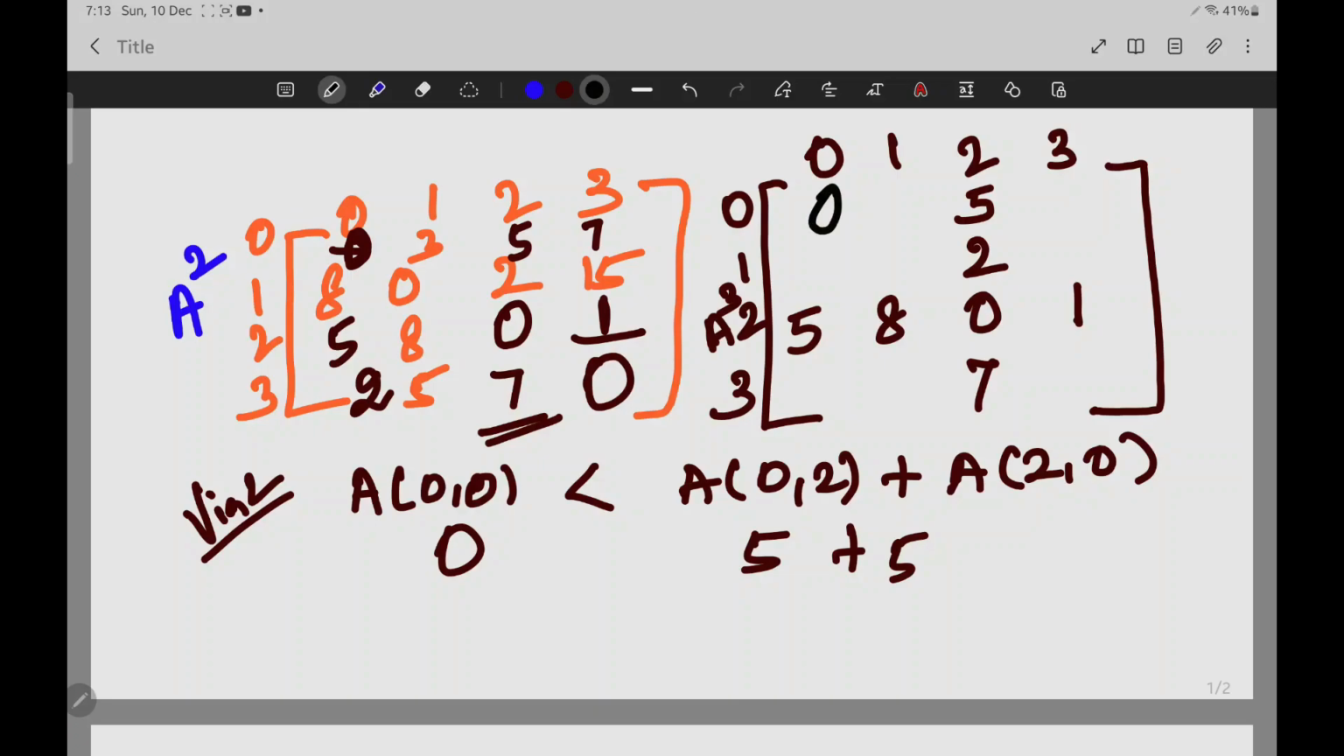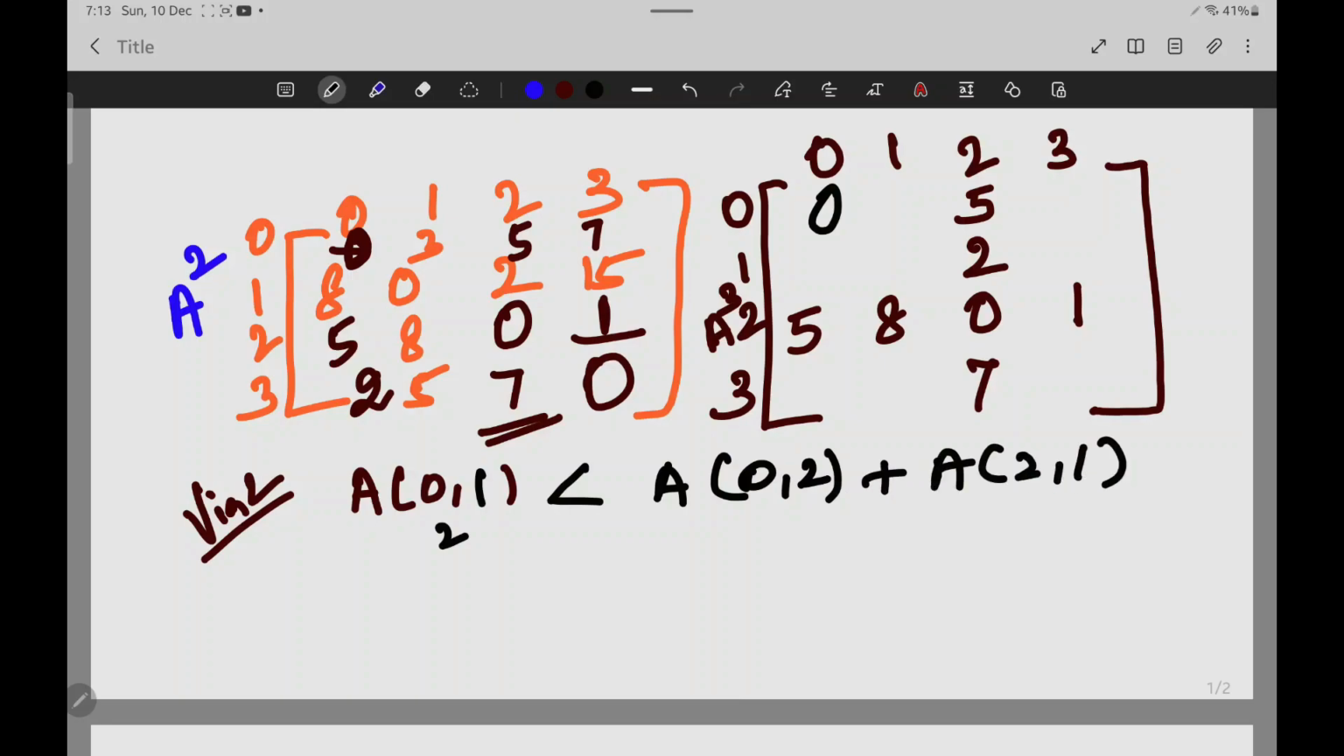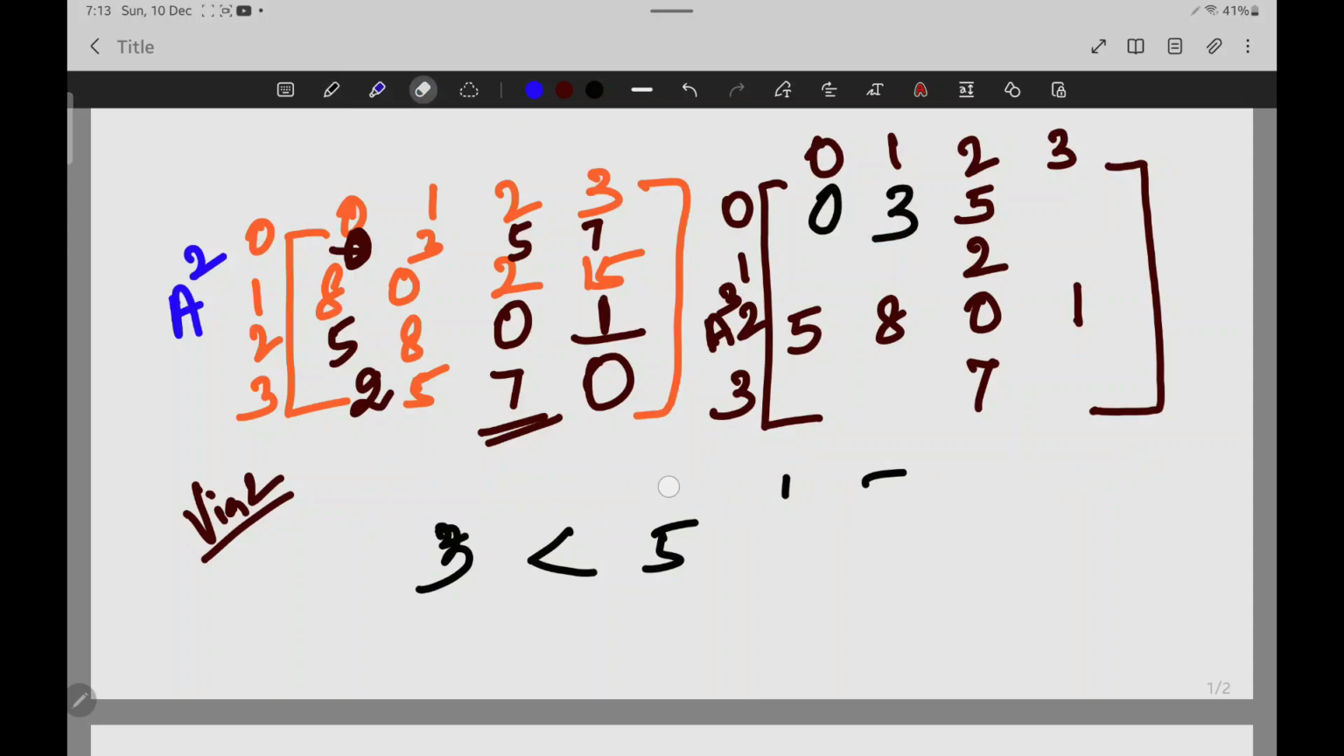So here next a of 0 comma 1. This is compared with via 2, na. So 0 comma 2 plus a of 2 comma 1. 0 comma 1 is 3. 0 comma 2 is 5. So we'll have the same value. So 3, same value. So now we can have the next value.